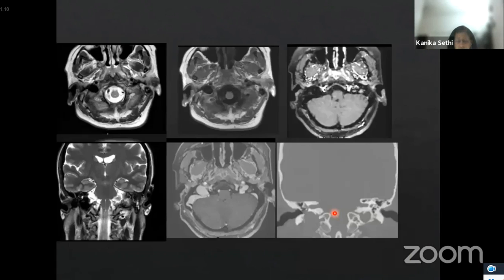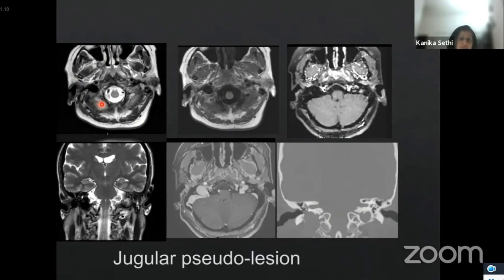In these glomus jugulare, you have to be aware of jugular pseudo-lesions. Sometimes a prominent jugular bulb can mimic a lesion. Give contrast, and look for its homogeneous enhancement, look for high jugular bulbs, or sometimes a dehiscent jugular bulb, which can mimic a lesion. So you have to carefully look at these lesions in the jugular fossa.